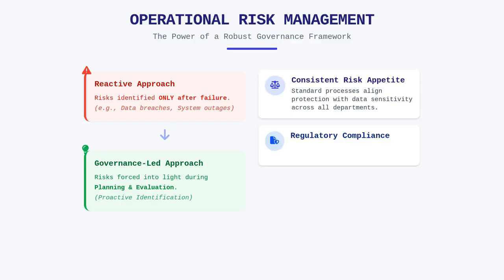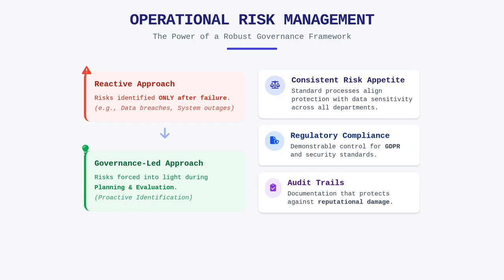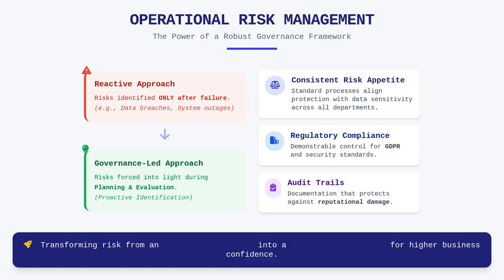This consistency is essential when dealing with the modern regulatory landscape, where laws like GDPR or various industry-specific security standards require demonstrable control over data processing. Governance provides the documentation and the audit trail needed to prove compliance, which is not just a legal requirement, but a fundamental defensive measure against reputational damage. When risk is treated as a manageable attribute of the business rather than an unpredictable event, the enterprise can operate with much higher confidence.